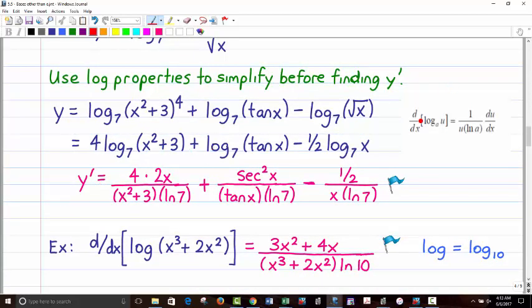So the derivative using the log rule right over here. It's 1 over u, which for this one is x squared plus 3. ln of 7 is on the bottom. This 4 was already there, so it stays there. And then times the derivative of x squared plus 3, which is 2x.